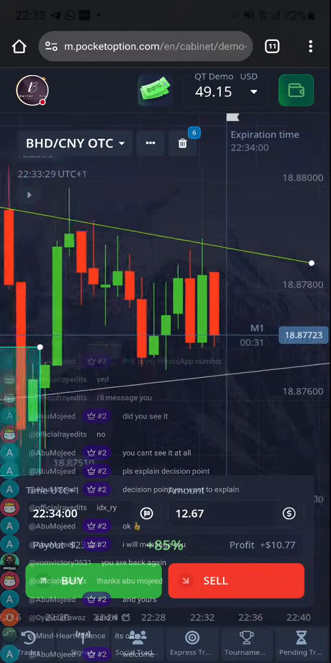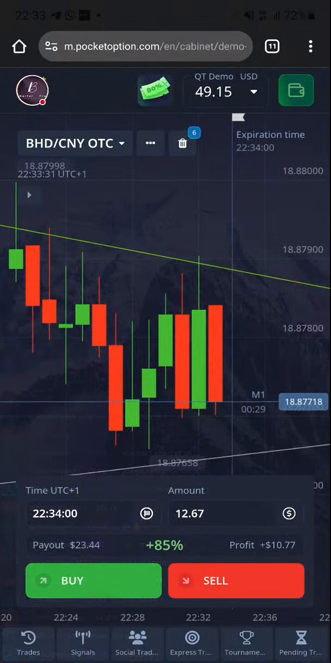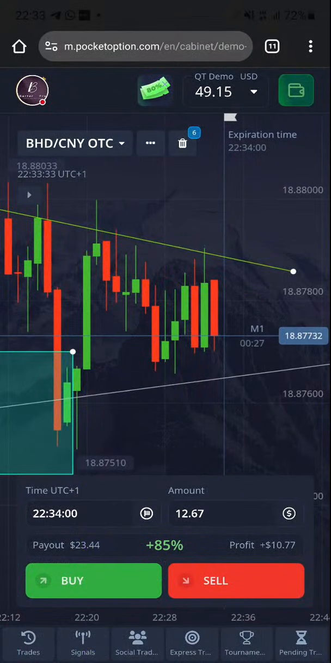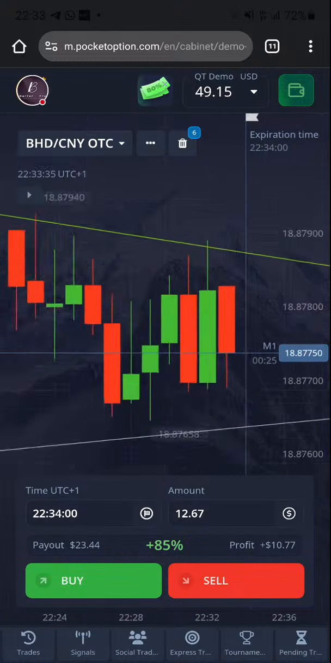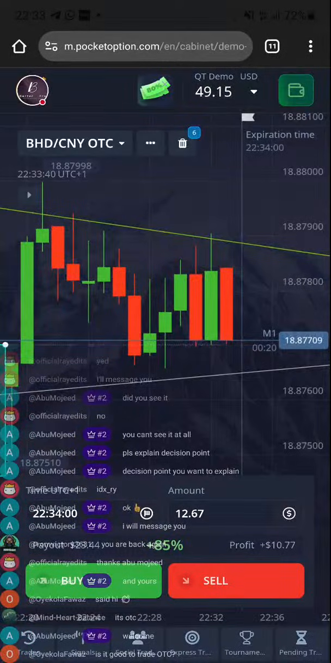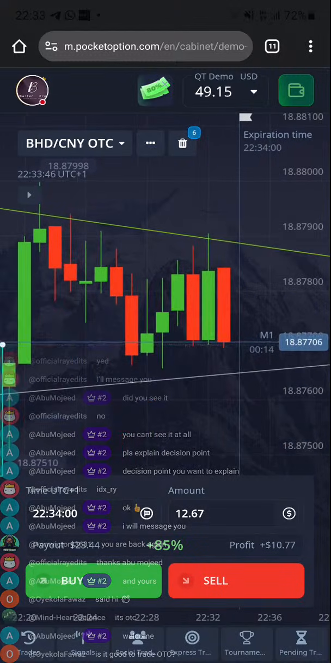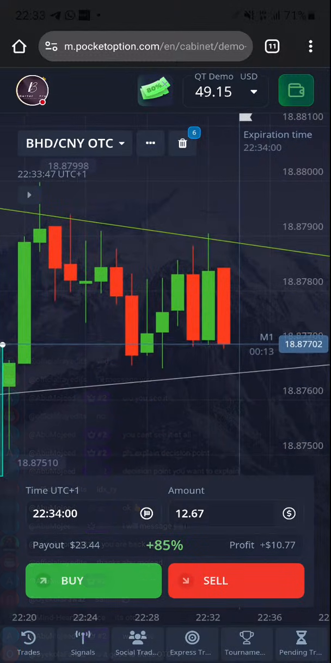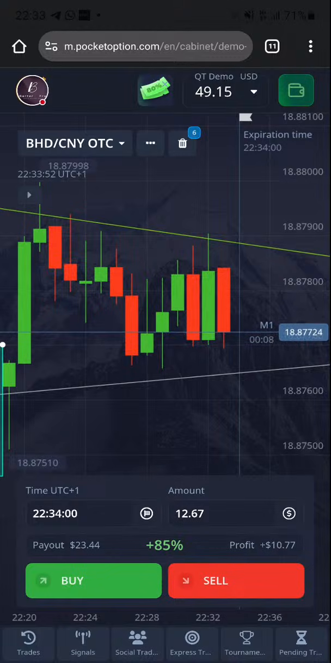Why? Because I know that as long as price is still within this range, if price comes down to this round number, you see this round number down here, this 18.87. Yes, this is OTC. Yeah, it's good. You understand? If price comes down to this round number, 18.87600, I'm taking the trade with the buyers. If it goes up here, I'm taking it with the sellers.